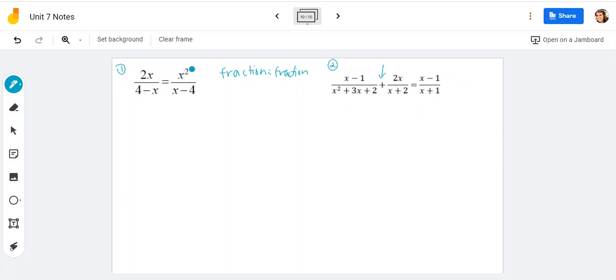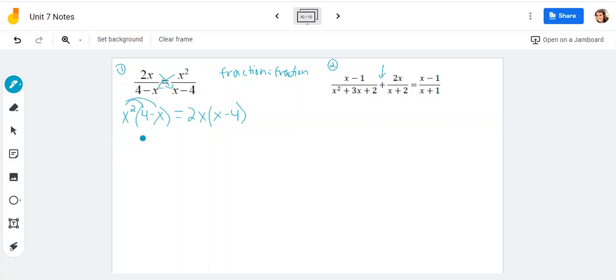So the first one I think might be most students' favorites because this brings back a good old concept of cross multiplying, since we have one fraction equal to another fraction. So you can cross multiply these, so x squared times 4 minus x equals 2x times x minus 4. So to solve this, we just have to distribute and simplify and solve for x.